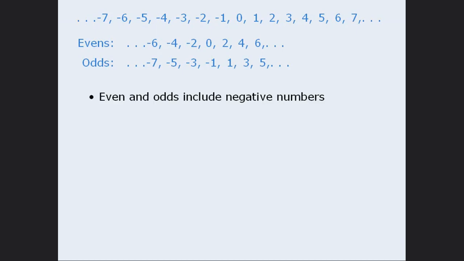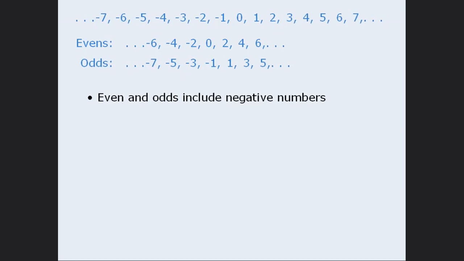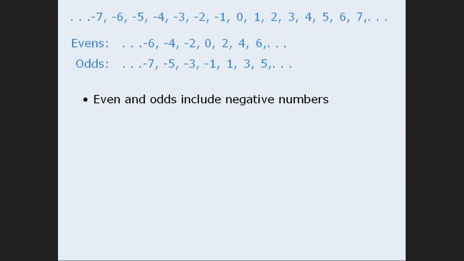First, even and odd numbers include negative values, so for example, -17 is considered an odd number. Next, 0 is an even number, and you will see some questions that test this fact.